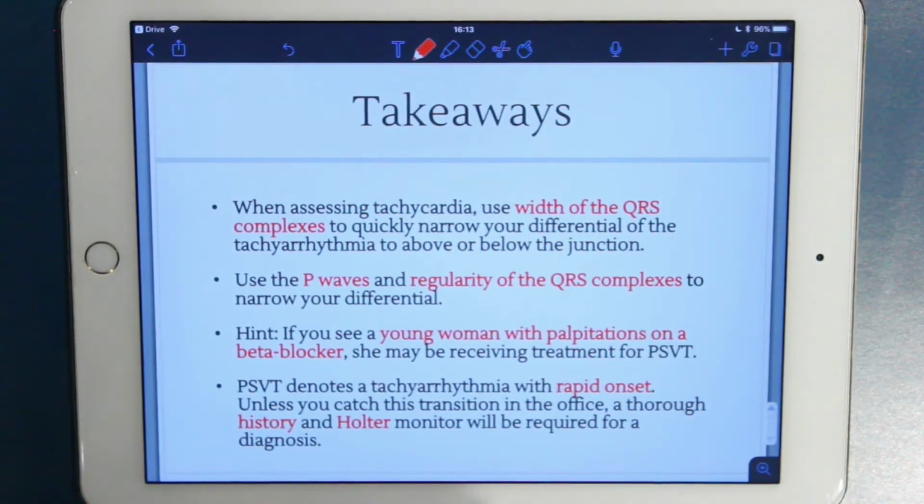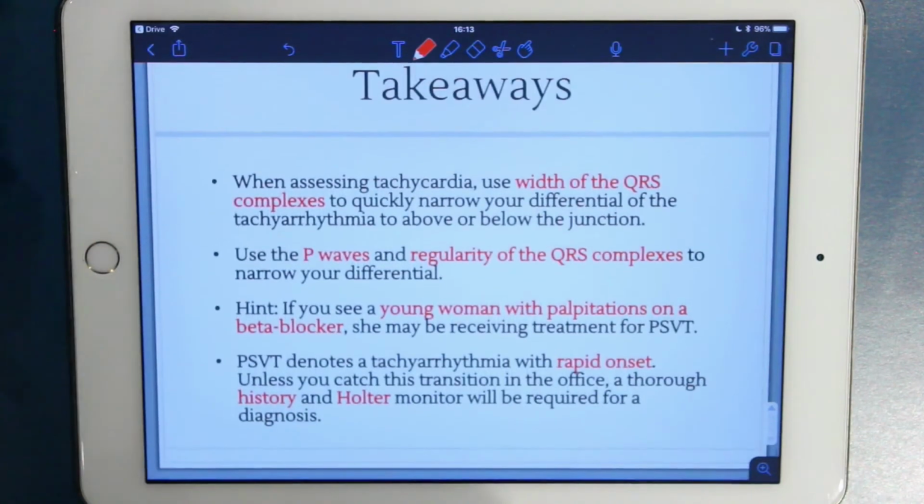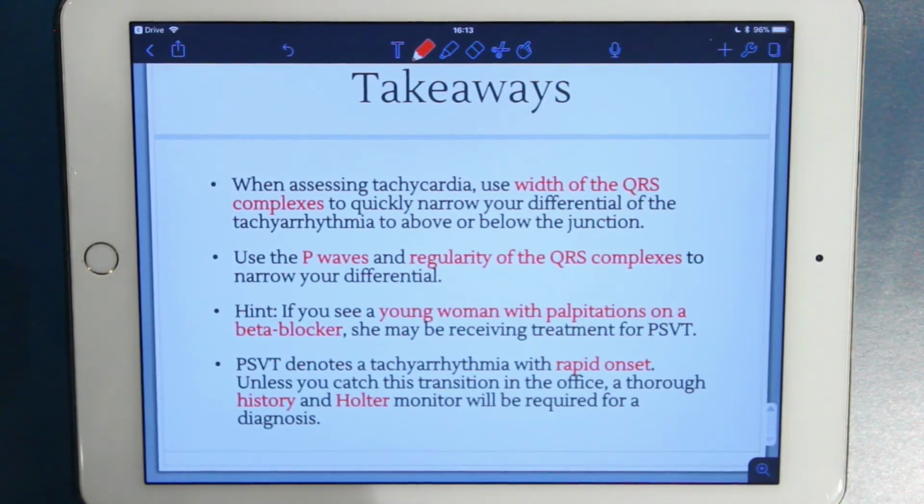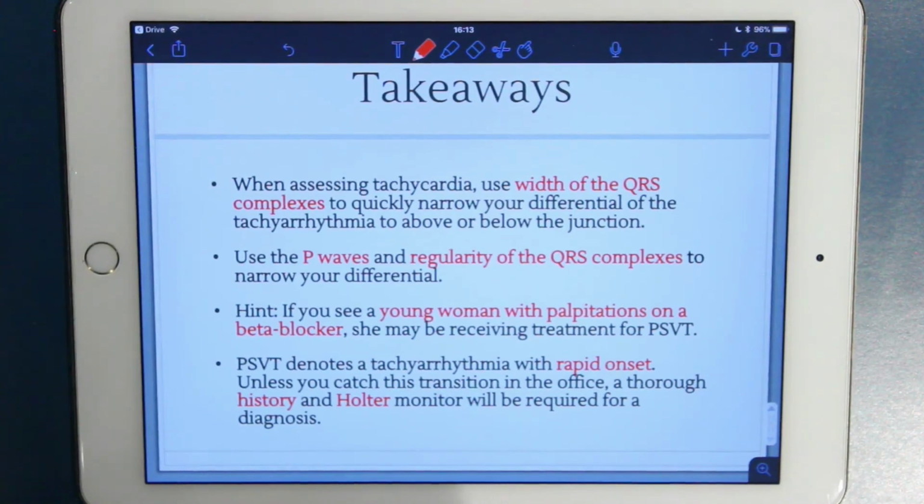Young women with palpitations on a beta blocker are often patients who are receiving treatment for PSVT. And PSVT denotes a tachyarrhythmia with rapid onset. So at one moment, the patient is feeling fine, and suddenly they can feel their heart bouncing out of their chest. Unless you catch this transition inside the office, a thorough history and a Holter monitor are often required for diagnosis.